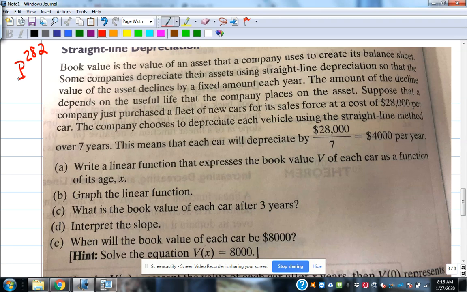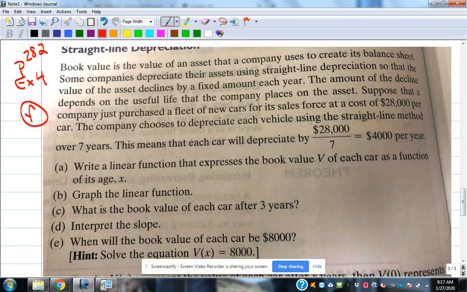It's example 4 in your textbook, Example F for us. We're talking about the book value of an asset that a company uses to create its balance sheet. Some companies depreciate their assets using what's called straight line depreciation, so that the value of the asset declines at a fixed amount every single year.